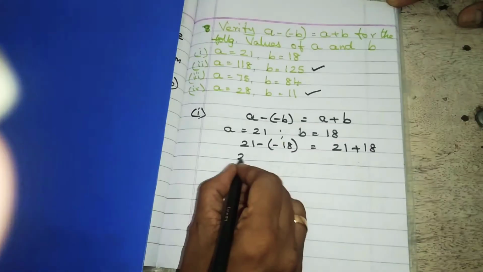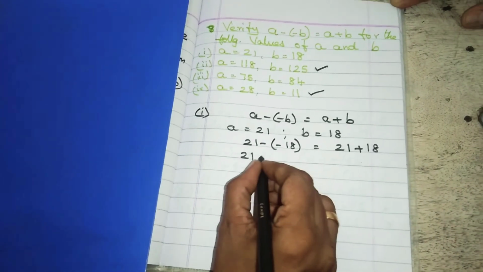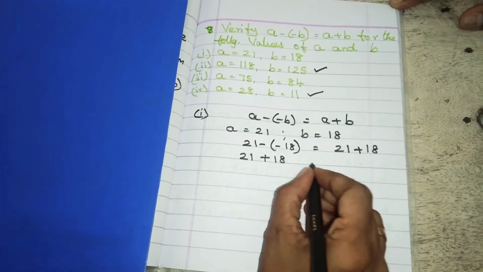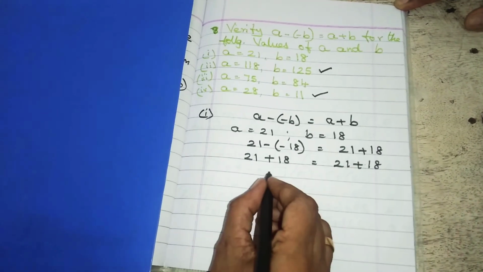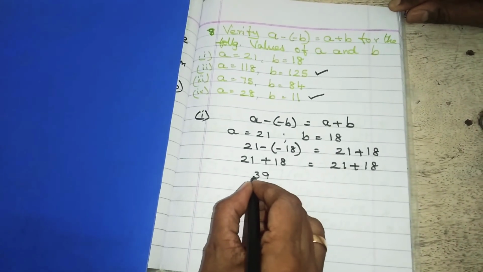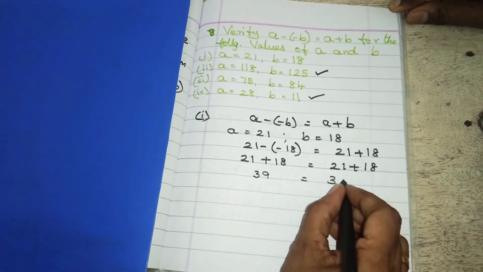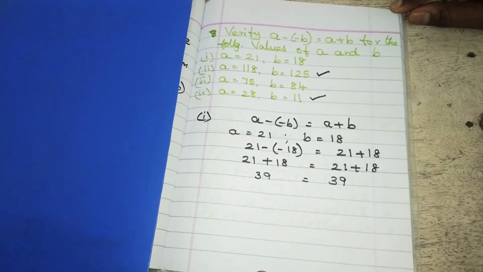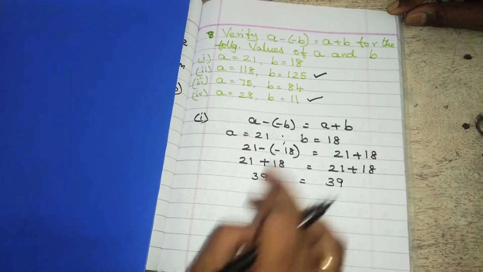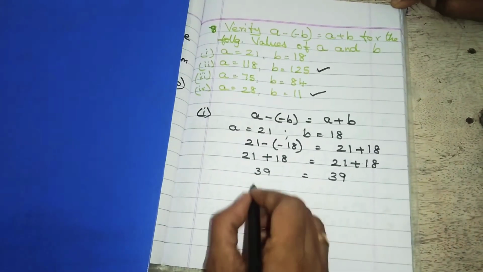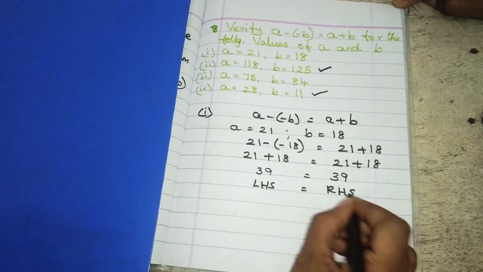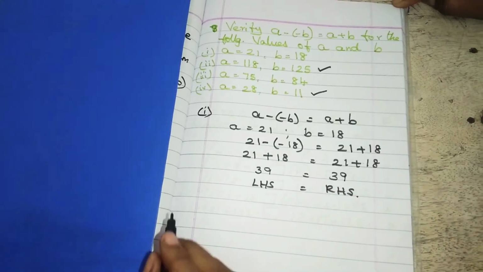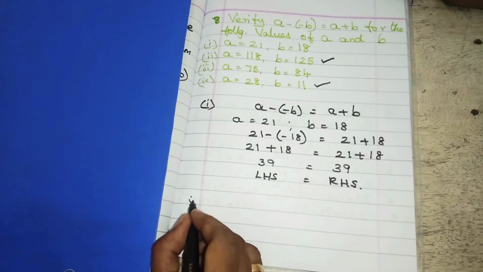Now 21 minus into minus, plus 18. So is equal to 21 plus 18. So when I add, I will get 39 is equal to 39. So I am getting the answer, as you are asked to verify, both the LHS is equal to RHS. Clear? One more sum I'll do. That is the third sum.